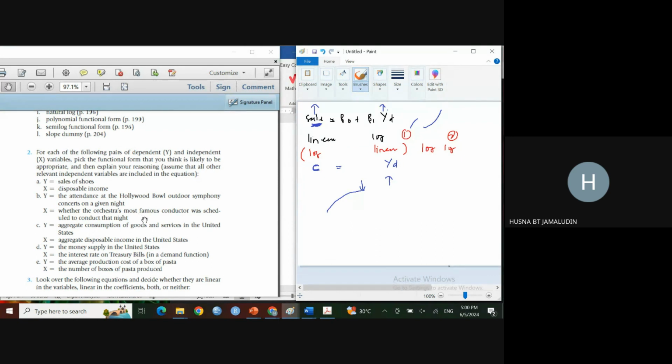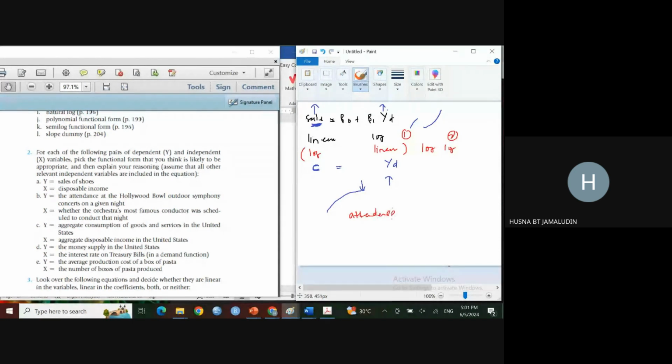If, let's say, it is a famous actor or famous singer, your attendance will be more compared to just a normal person. What do you think? Agree, madam. Agree. So what will be the form? What will be the functional form? So in this case, let me just write it down here.